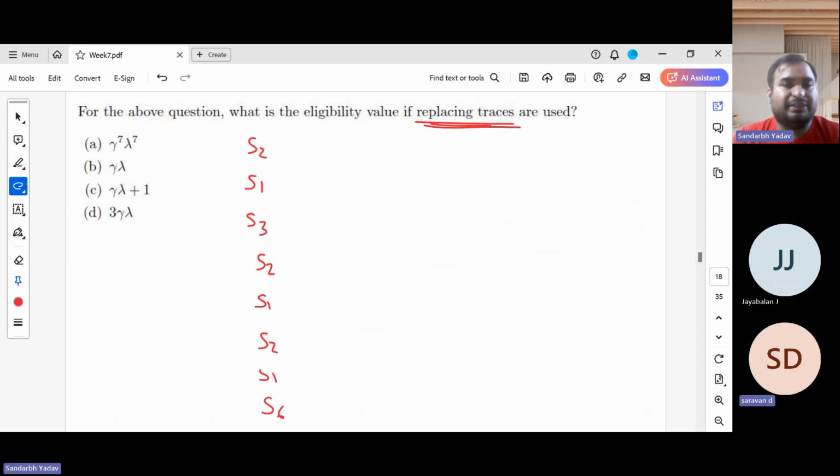So let's begin. Initially it was 0 as usual. Maybe I'll ask the person who is unmuted to mute himself. Otherwise, I'll mute. Okay, I have muted.